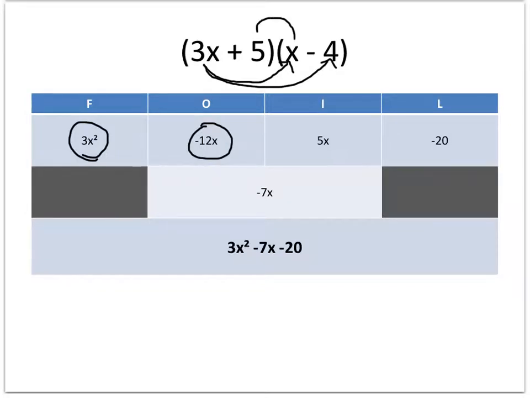5 times x gave us 5x, and 5 times negative 4 gave us negative 20. Combine the middle terms to get negative 7x. Put it all together to get your final result.